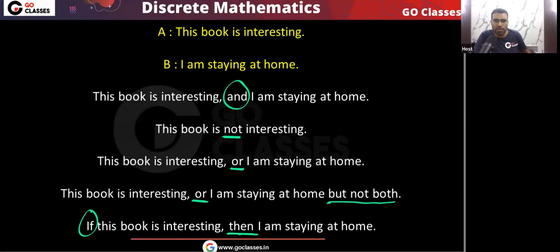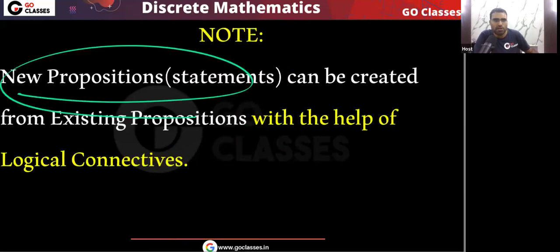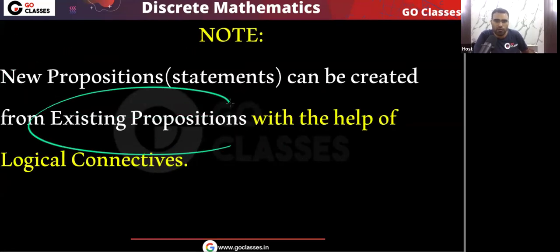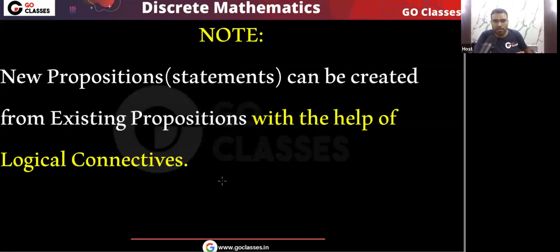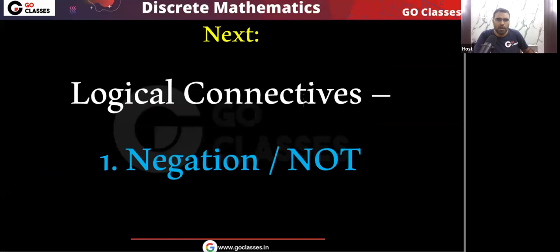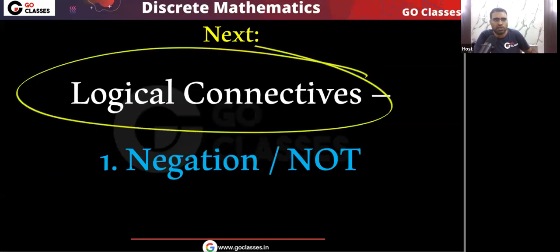Very simple point. Remember that new propositions, new statements, can be created from the existing propositions with the help of logical connectives. So here is a very simple definition. If someone asks you what a logical connective is, what can you say? A logical connective is a way to create new propositions from existing propositions. So this is the idea. Now let's move on.